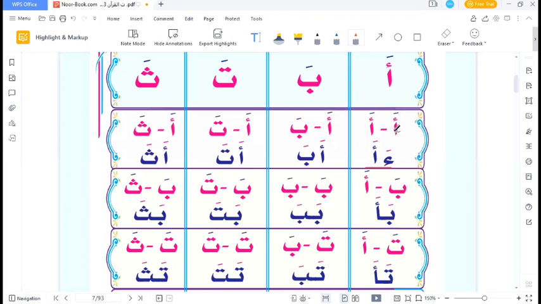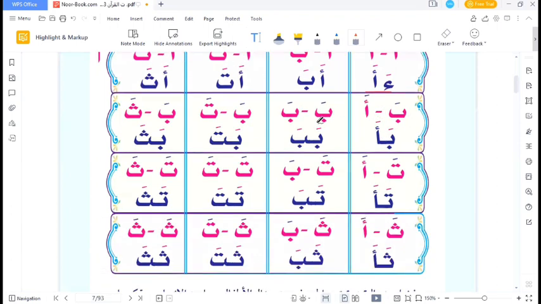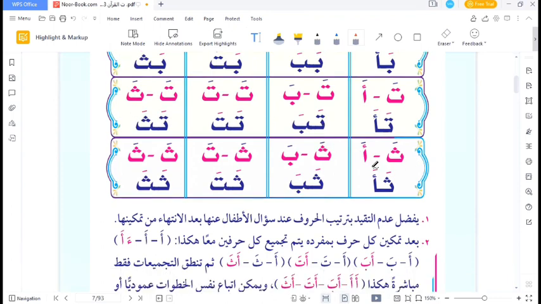So this is going to be a, without stopping: a, ba, aba, ta, ata, tha, atha, ba, ba'a, baba, bata, ta'a, taba, tata, tatha, tha'a, thaba, thata, thatha.